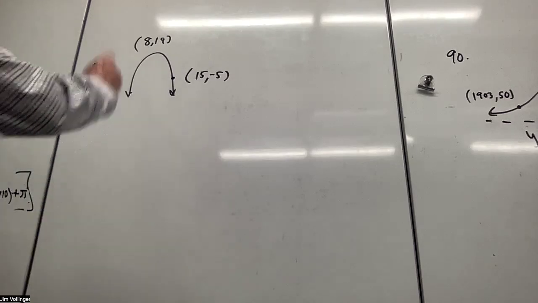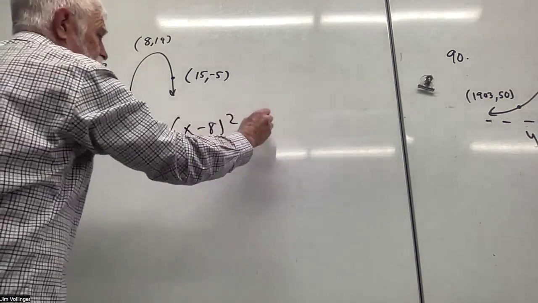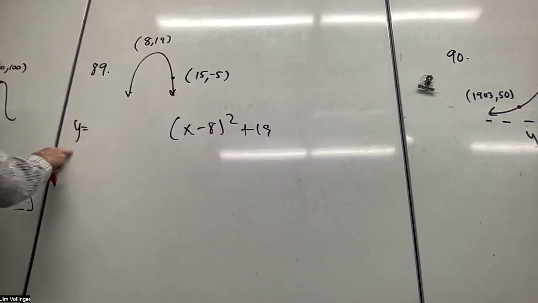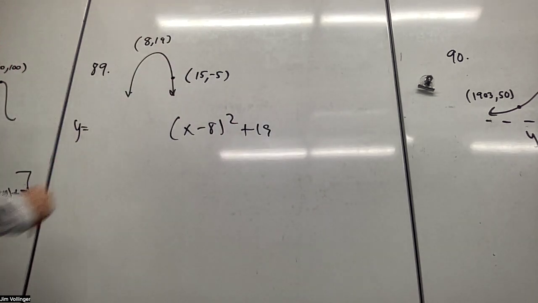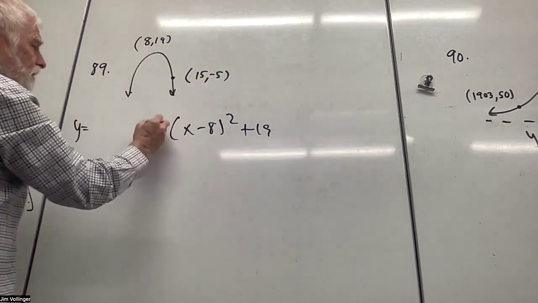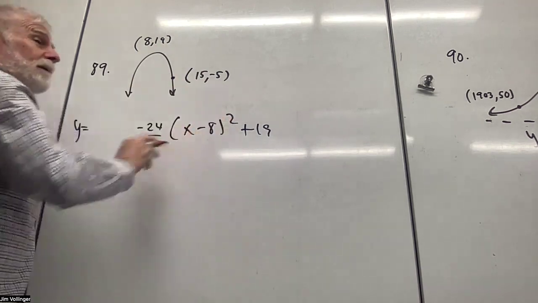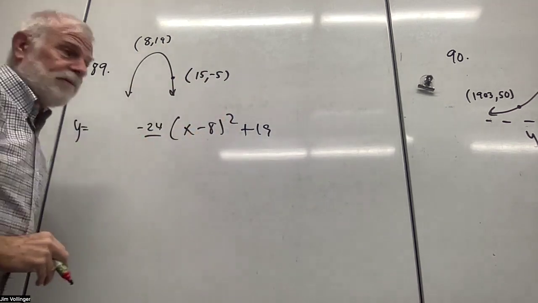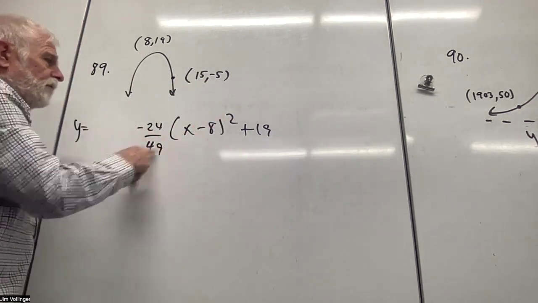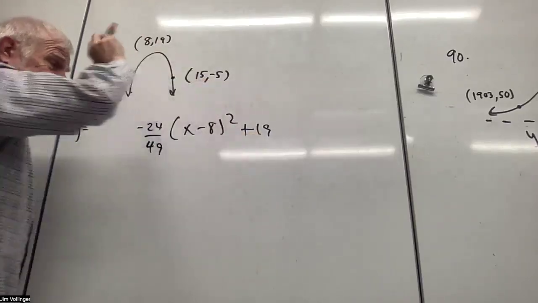All righty, 8, 19, x minus 8 squared plus 19. Can I just maybe say all of these are y equals, and then I don't have to write y equals anymore? I don't. 19 to -5, it looks like I'm going down 24 units. And when I drop in 15, 15 minus 8 squared, I'm going to say it that way from now on. 15 minus 8 squared is 49, and 49 units plus 19 doesn't take me there, but that number plus that number does.